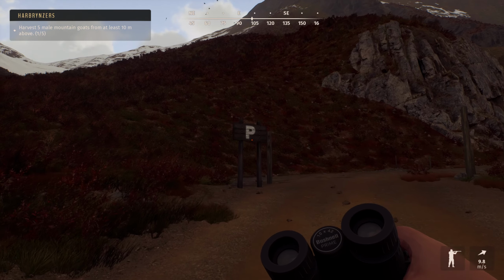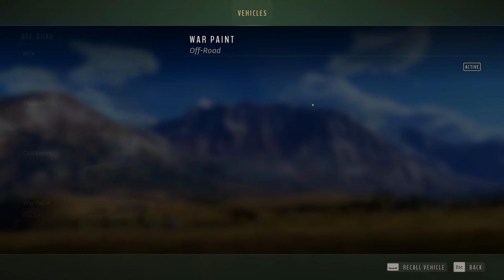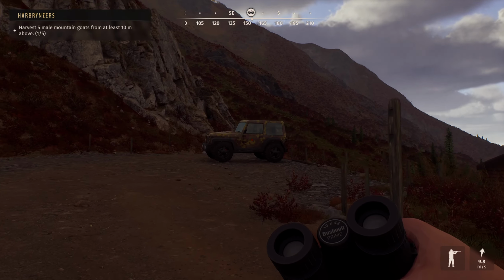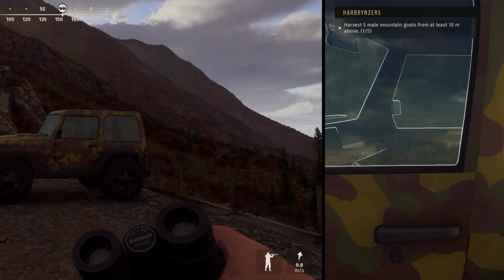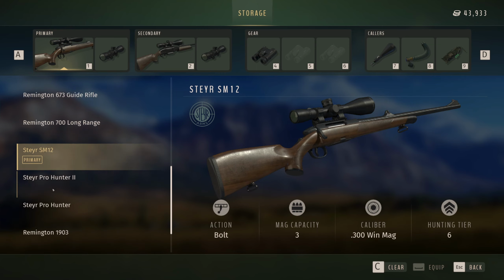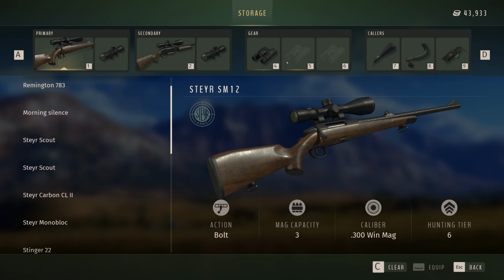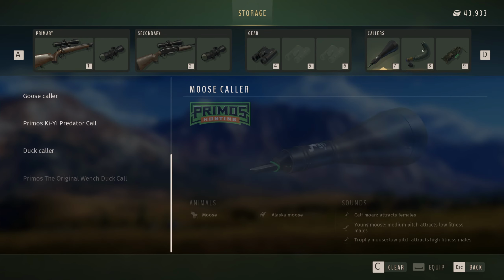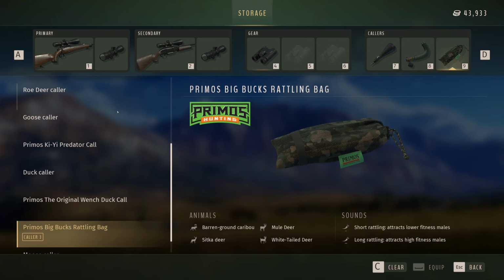The third method is driving around in a car. By interacting with the parking sign you can recall your car. The big advantage of a car is the endless storage. Just interact with the trunk of your car and pick up the item you need. Whenever you interact with a storage you get a free ammunition refill.